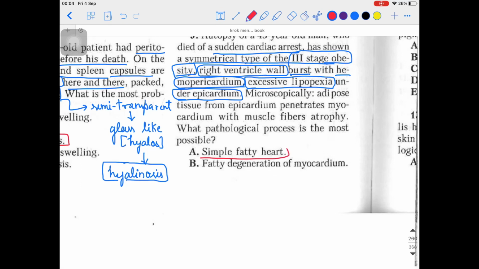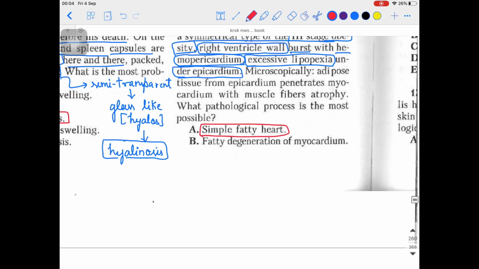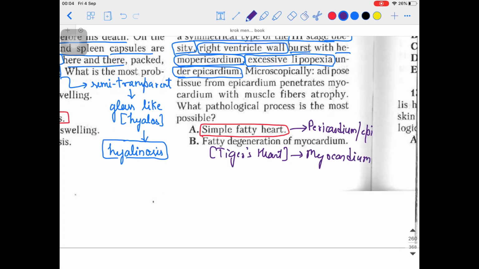So guys, you need to remember the layer, which layer is involved. If they are talking about simple fatty heart, they are actually talking about the pericardium or epicardium. If they are talking about the fatty degeneration of the myocardium, which is also called tiger's heart, then they are talking about the myocardium. So be very careful while answering these questions.